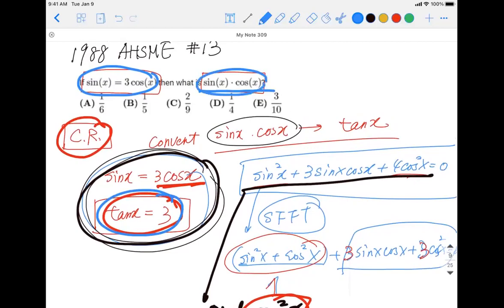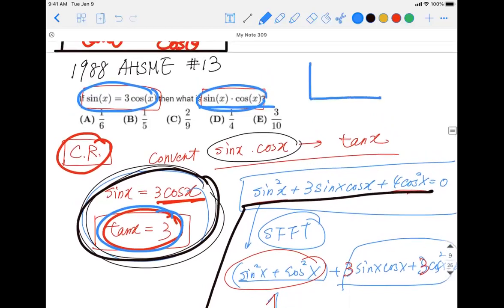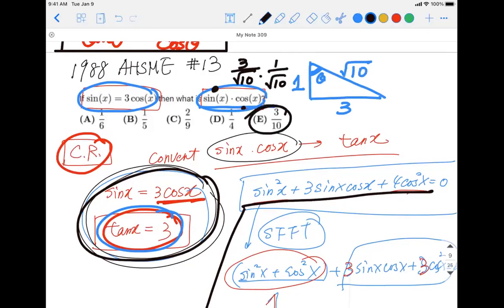The most straightforward way is you can actually create a triangle. In this triangle, you can construct something with tangent theta equals 3. So this is 3, this is 1, right? As long as you have 3 and 1, then you will be able to create a tangent theta. So what is our hypotenuse? This is going to be root 10. Is it right? As long as you have all the sides, can you do sine? Sine is what? 3 over root 10. What is cosine? Cosine is 1 over root 10. So what's the value of the result? 3 over 10. That's it.